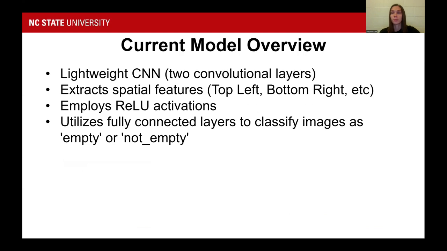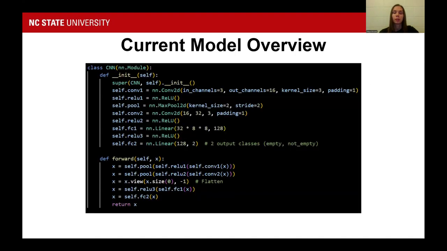For our current model, we built upon the baseline and used a lightweight CNN with two convolutional layers that extract spatial features to identify the spot as top left, bottom right, etc. And this employs ReLU activations and fully connected layers to classify the images into the two labels of empty and not empty. Here is a look at our code.